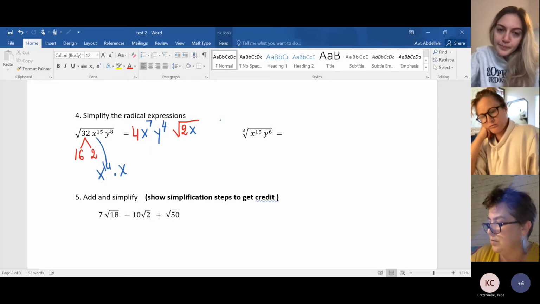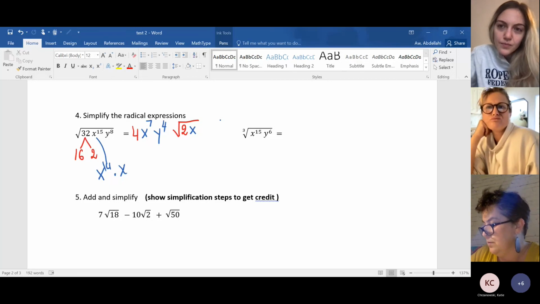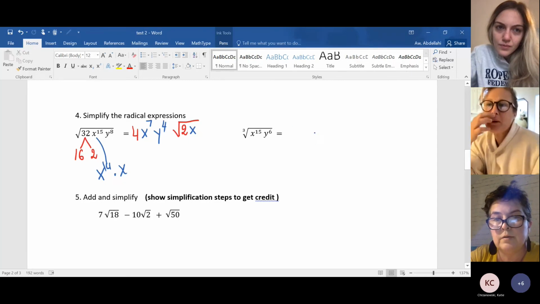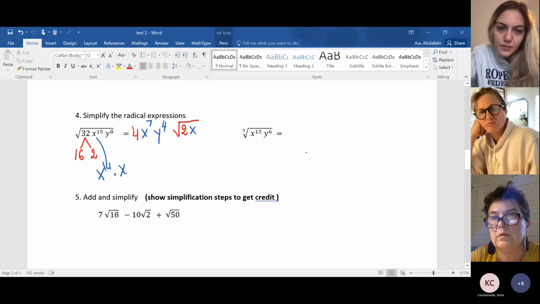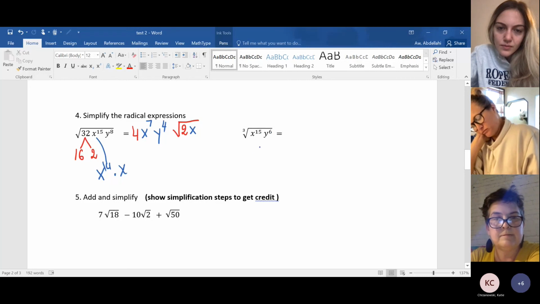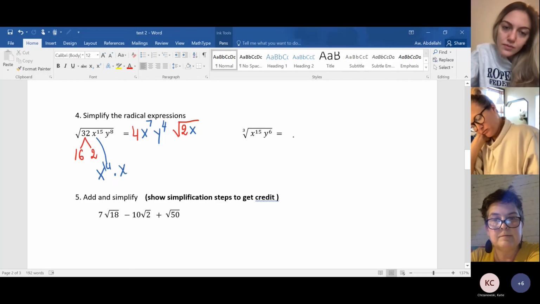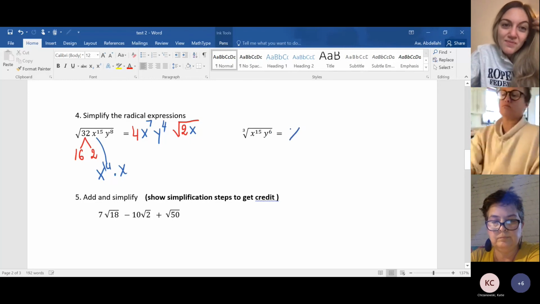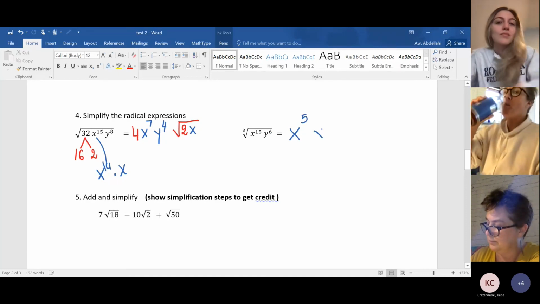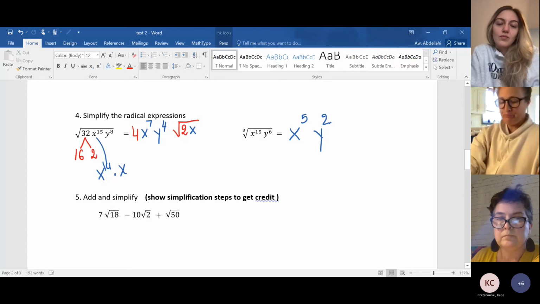What does cube root do, on the other hand? It divides your exponent by what? By 3. Cube root divides your exponent by 3. We're kind of lucky here, because the two exponents inside are divisible by 3, right? There is no remainder. It is harder when we have a remainder, but on the final exam, I will not bother with that. It will be X to what power? 15 divided by 3 is 5. And y: 6 divided by 3 is 2. That's it.